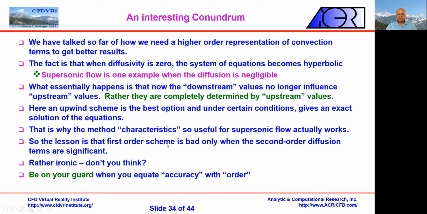So the lesson is that a first order scheme is bad only when the second order diffusion terms are significant. That's very ironic, isn't it? The first order scheme by itself is bad, diffusion is present, and now the first order becomes bad. It's like there's a bad guy, you are the good guy, and the bad guy goes away, you become good, and the good guy goes away, the bad guy comes close to you, and you become bad, right? So be on guard when you equate accuracy with order. Never do that, except that it's only for reasons of convergence that I find order is important.